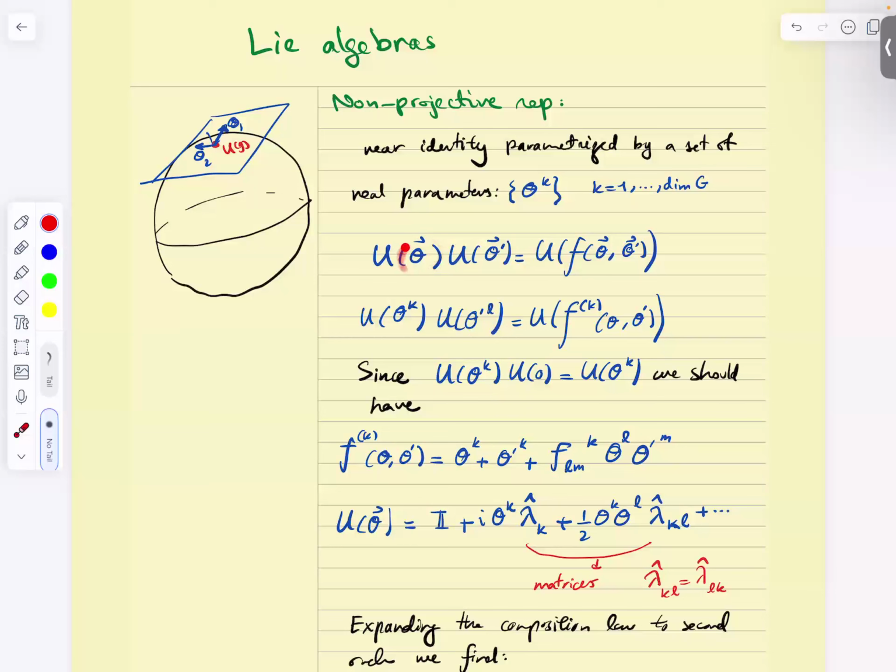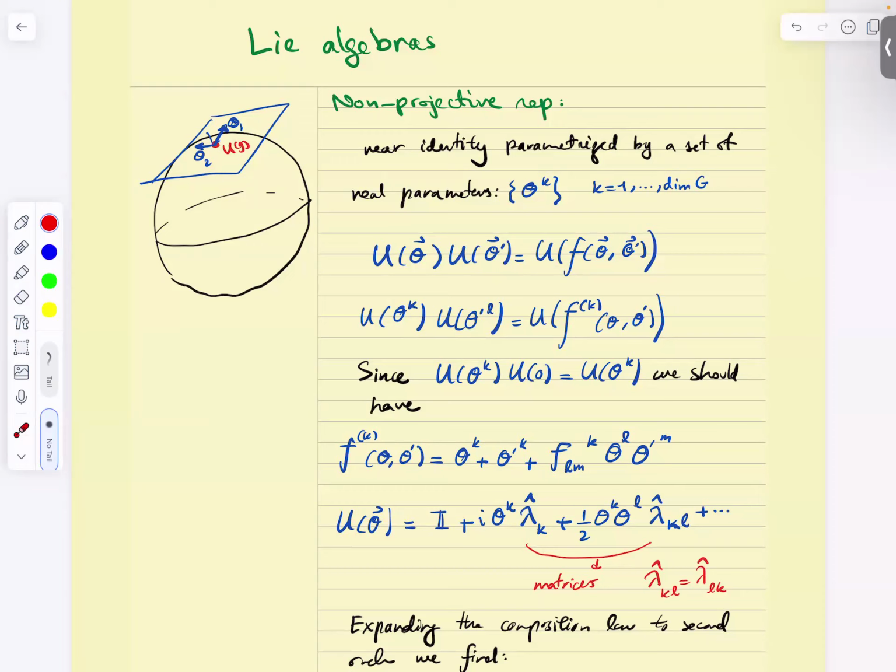The representation associates to each element of the group some matrix. Now, when I multiply this matrix and that matrix, I should get another matrix. How do I calculate the resulting thing? Well, the way I should figure it out is that this should be U of some f of theta, theta prime. I have to have a way of calculating f of theta and theta prime.